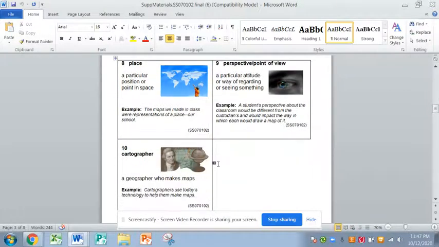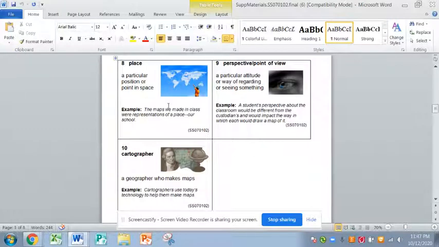You have 3 vocabulary words for this lesson. Again, I just want you to copy the vocab name and the definition. You do not need to do the picture or the example, if you would like to help you remember, that's totally up to you. Again, these are not graded. So we have number 8 is place, a particular position or point in space. For example, the maps we made in class were representations of a place. We did our community. If we were in school, I would have had you draw a picture of the school. But since we weren't, I'd have you draw community.